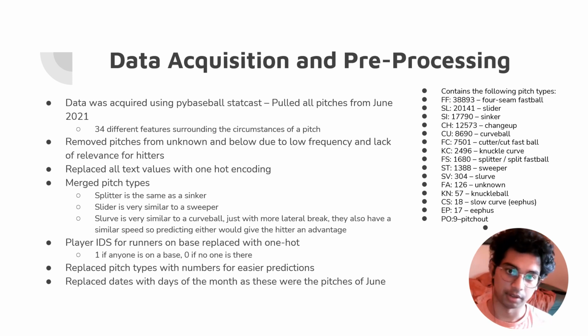Then we replaced all text values with one hot encoding, so 0 and 1 for handedness of the batter and pitcher, and 0 through 29 for team values. We merged pitch types which are functionally the same to make classification easier, and also because hitters don't really need to differentiate between them. Splitter to sinker, slider to sweeper, and slurve to curveball all became merged. Lastly, for runners on base, we replaced the player ID with just a 1 if they were there and a 0 if not there. And for pitch types, we replace them with numbers for easier prediction. And for dates, we replace them with the days of the month since they were all from June.